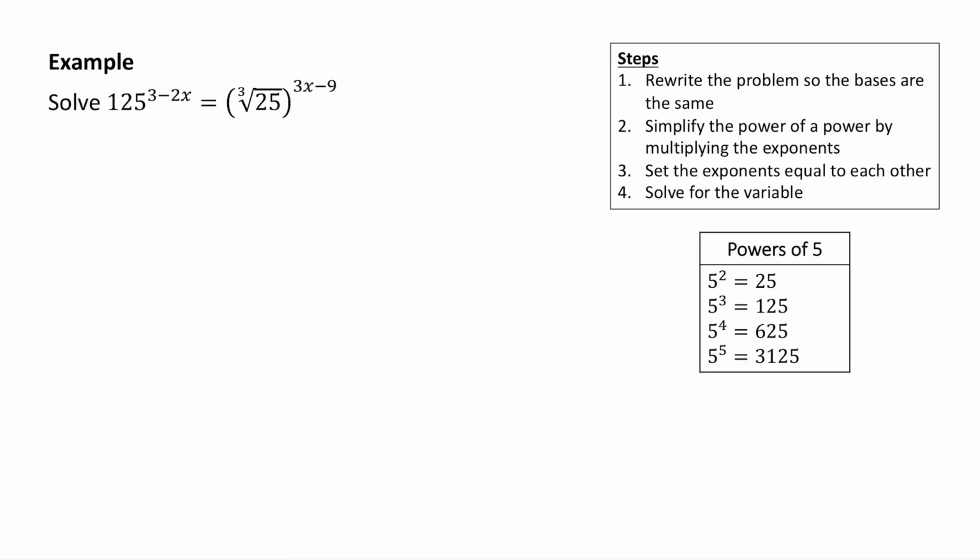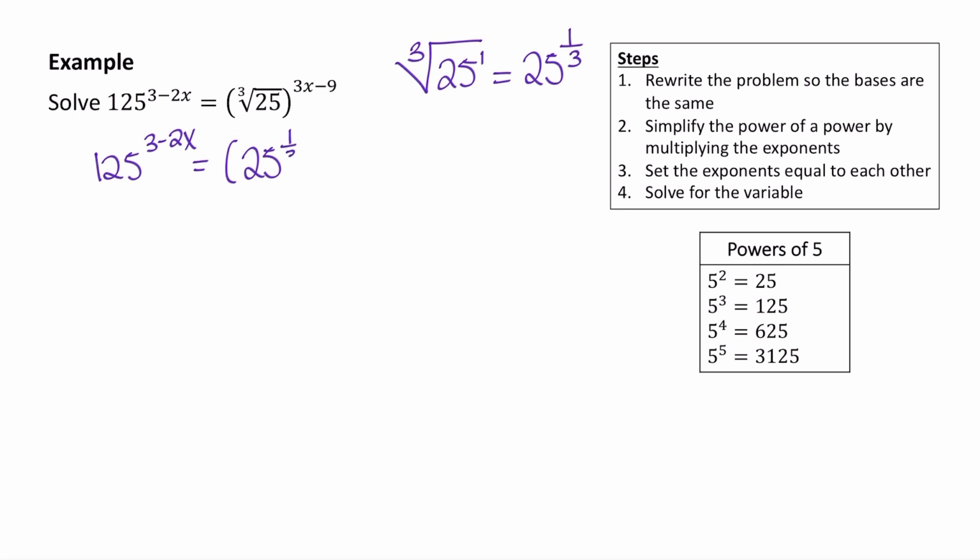So now let's try solving this problem. We have 125 to the 3 minus 2x power equals the cubed root of 25 to the 3x minus 9 power. There's a lot going on in this problem, so I'm going to start off by taking care of that radical. That cubed root of 25, I'm going to rewrite as an exponent since we're working with exponential equations. Remember, this is like a 25 to the first, so I can rewrite this as 25 to the 1/3 power. So I have 125 to the 3 minus 2x equals 25 to the 1/3 to the 3x minus 9 power.